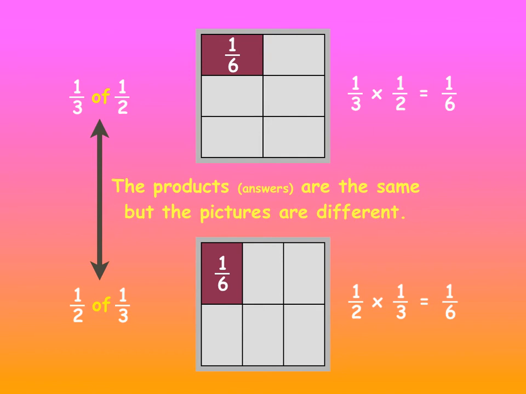Look carefully at the picture. You'll see that the products are the same. Both of them come out to 1/6, but the pictures are slightly different. Yeah, this is an example of the commutative property.